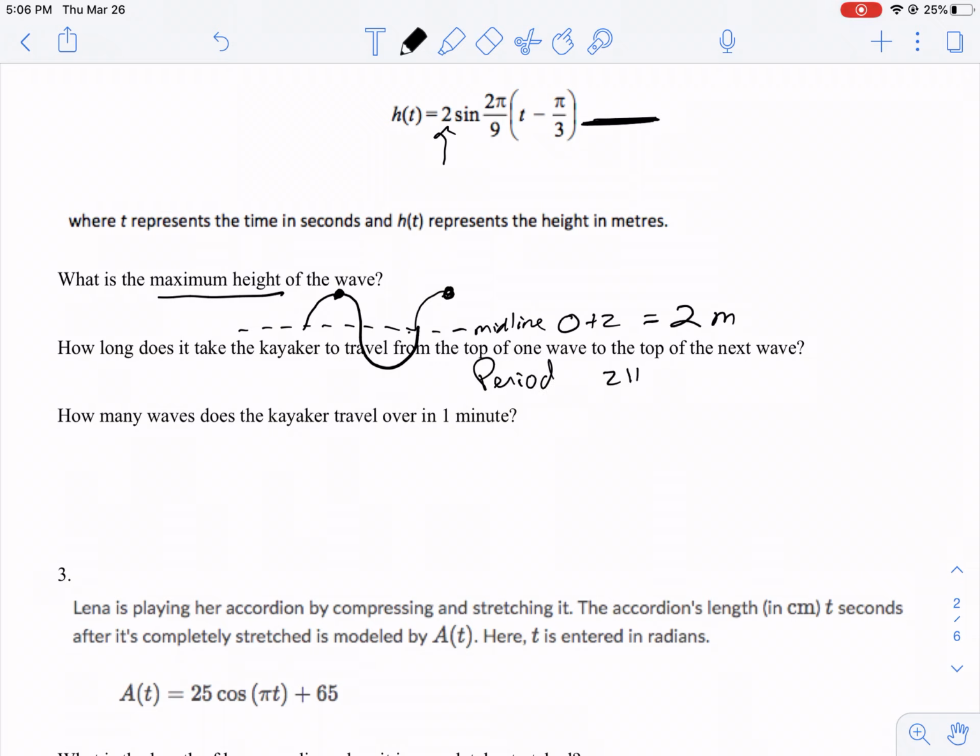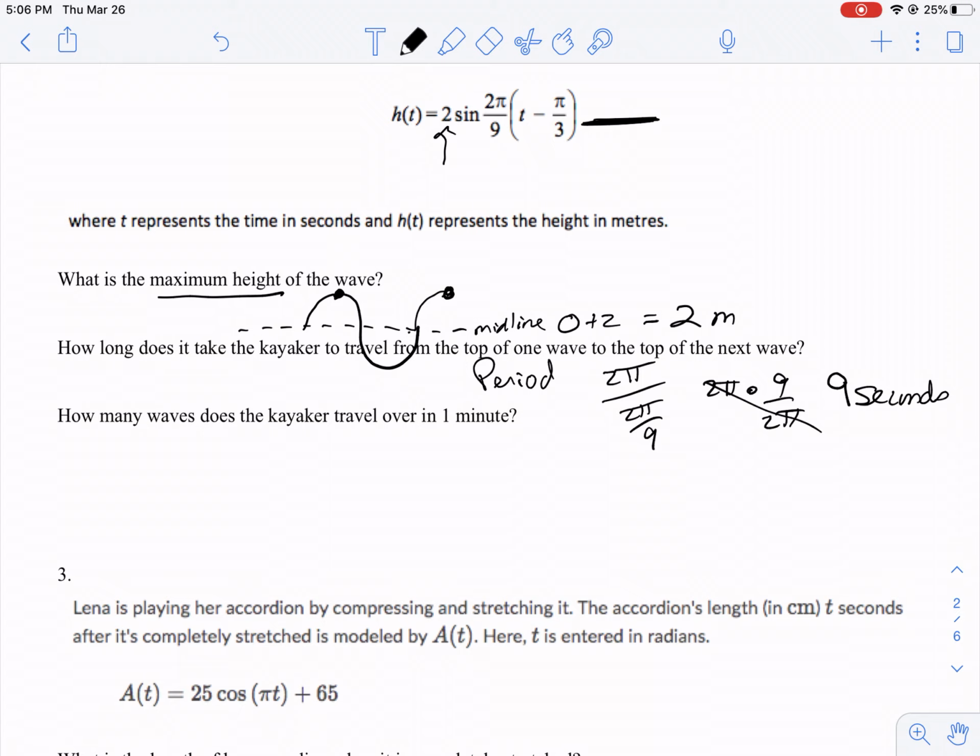So period is 2 pi divided by the frequency, which is the 2 pi ninths. So keep it, change it, flip it. The 2 pi's cancel out. And how long does it take? It takes 9 seconds to get from the top of one wave to the next.